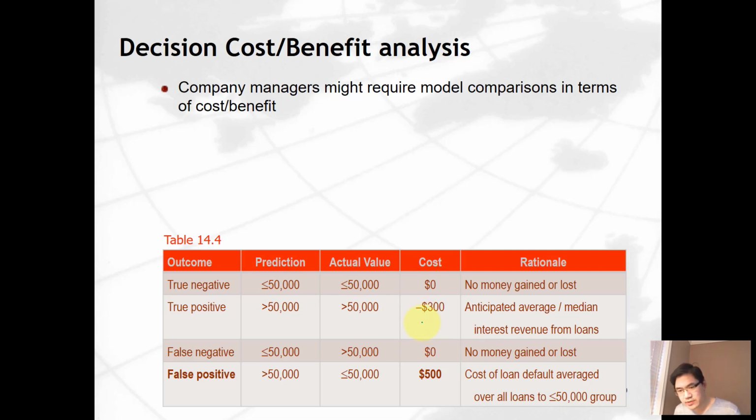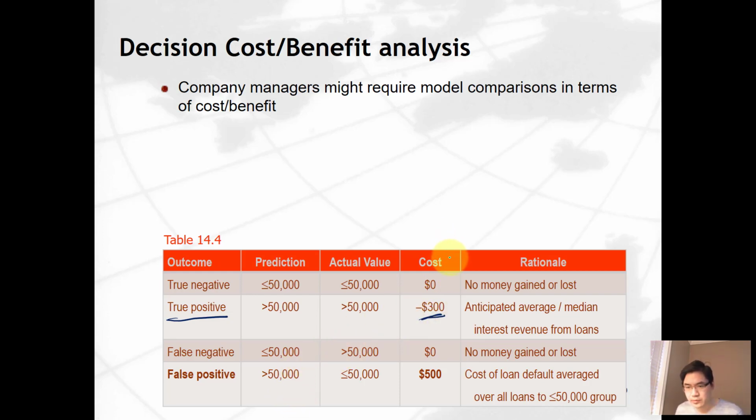So this is how the decision weights are configured by inputting into the project decision weights. In the lending case, for the true positive case, if the algorithm correctly classifies a higher income earner to be a higher income earner, the expected revenue from the loan application is $300. In terms of the cost, it will be minus 300, which means positive 300 revenues.